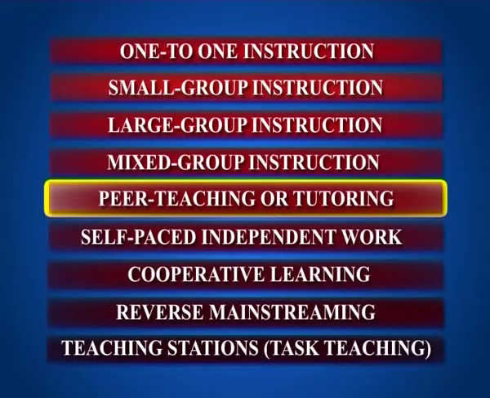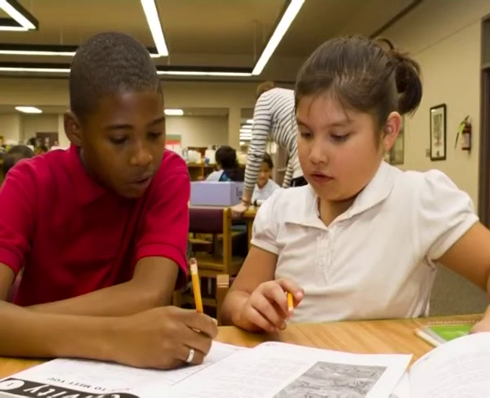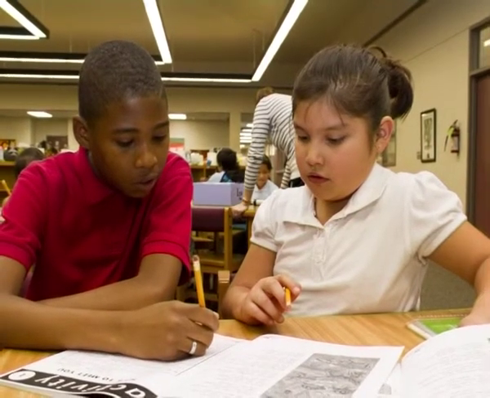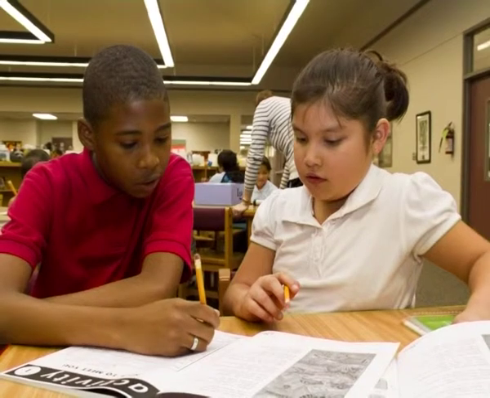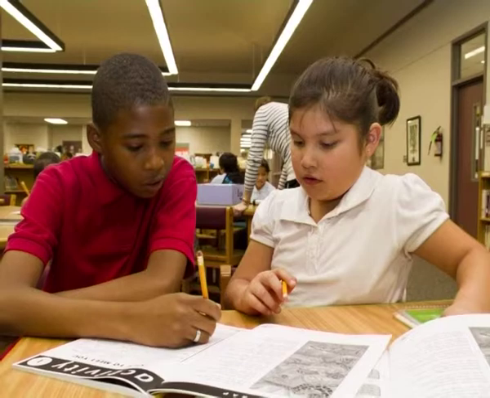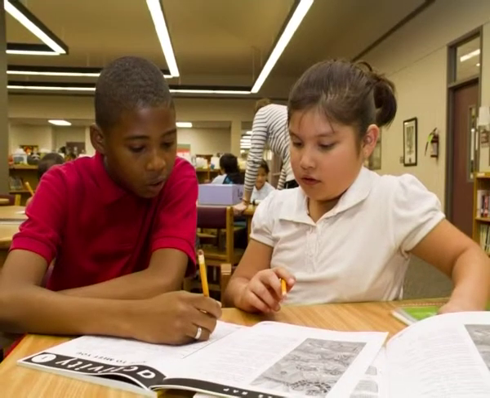Number 5, peer teaching or tutoring. When peer teaching or tutoring takes place, lower skilled students are taught by their more highly skilled classmates or by highly skilled students from other classes. A second approach, class-wide peer tutoring or reciprocal teaching, utilizes all students in the class as both tutors and tutees.